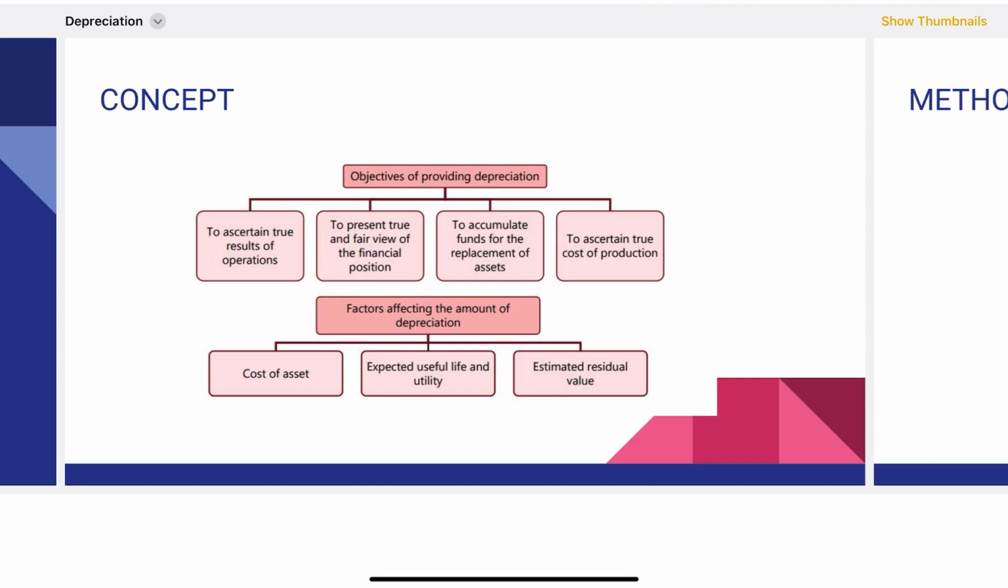It is to ascertain the true results of operations, then to present a fair and true view of the financial position, to accumulate funds for the replacement of assets, to ascertain the true cost of production. Now there are certain factors which affect the amount of depreciation. So it is the cost of an asset, the estimated or expected useful life, and its estimated residual value. That means the amount of the asset that will be there after the useful life.